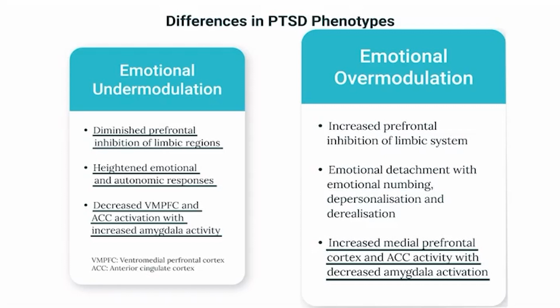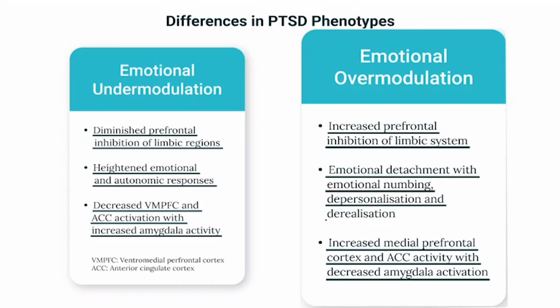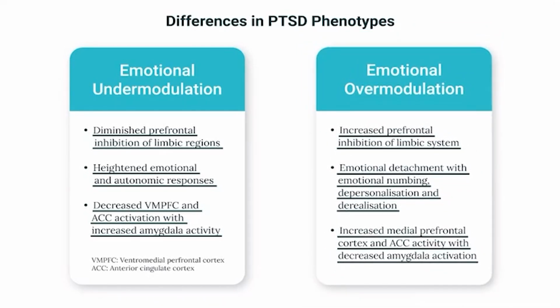On the other hand, if there is increased ventromedial prefrontal cortex and anterior cingulate activity with decreased amygdala activation, so there is excessive frontal inhibition of the limbic system. Now, the limbic system is also a reward pathway. And when this is blunted excessively, the patient can actually present with emotional detachment, numbing, depersonalization, and derealization, as the amygdala cannot activate a key area, which is the basolateral amygdala, which is critical for reward behaviors via the projection to the nucleus accumbens, which is the reward pathway. So basically, it's the blunting of the reward pathway excessively, and that's known as the emotional overmodulation phenotype.